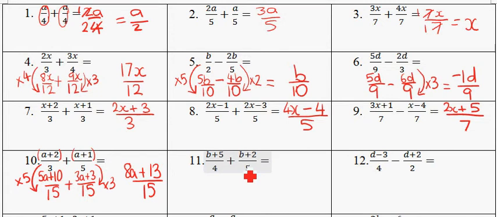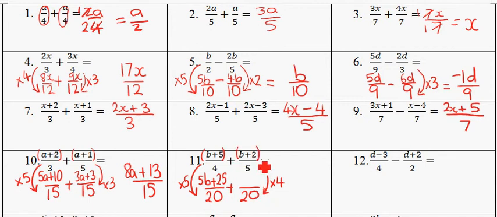Alright, quarters and fifths, least common multiple of 4 and 5 will be 20. Let's think about what we do to this fraction. To get 20ths we have to times by 5. So we have to do the same to the numerator, the whole numerator. 5 times b is 5b, plus 5 times 5 is 25. Second fraction, this time we're timesing by 4, top and bottom. 5 4s are 20, and now to the numerator. 4 times b is 4b, plus 4 times 2 is 8.